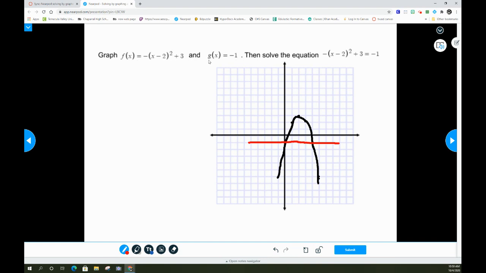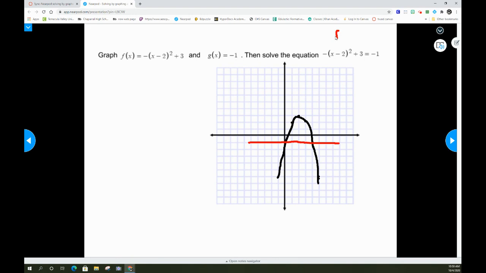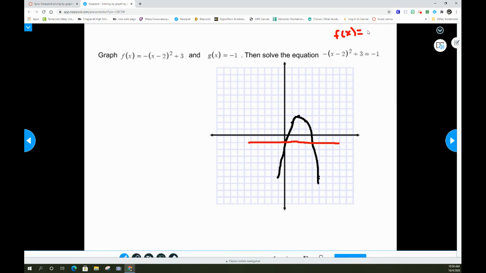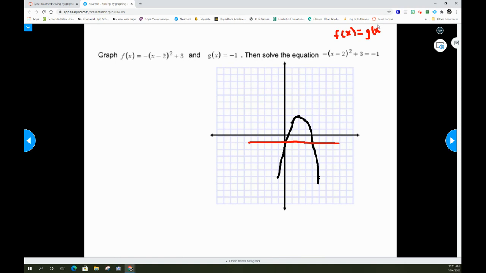Okay, and so we know that these two functions are equal when they cross. And so if you look over here where it says solve the equation, negative (x minus 2) squared plus 3 equals negative 1. Notice that's just f of x equals g of x. And so we could use the graph to solve this, which means we could use the graph to solve any quadratic.